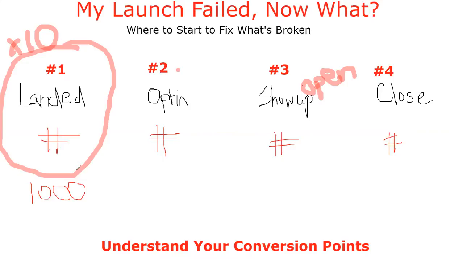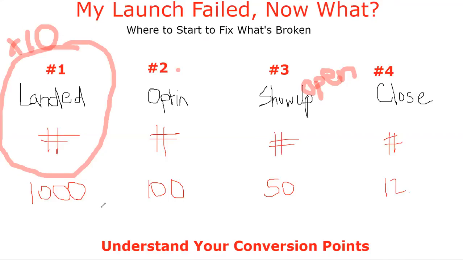Okay, so let's say we had 1,000 people who landed on our page. And out of the 1,000 people who landed, let's say 100 of them actually opted in for our challenge, our webinar, our freebie, whatever it is, right? Let's say that 50 people actually showed up to the webinar or the thing that we're doing, okay? Then let's say that 12 people bought something, okay? You got to look at each one of these numbers and determine, are they good conversions or not, and where you can afford to make some changes.